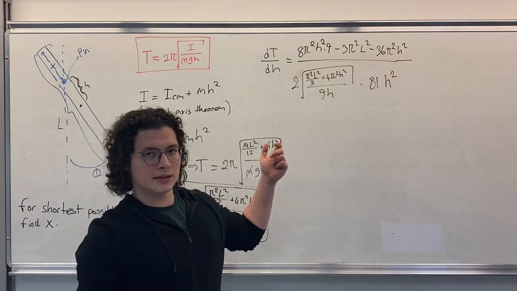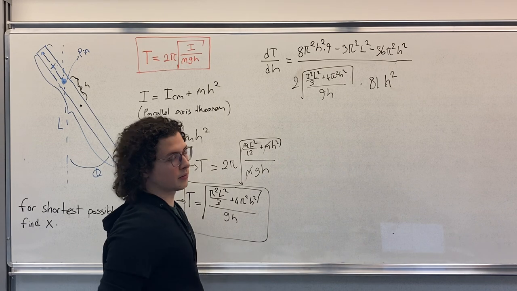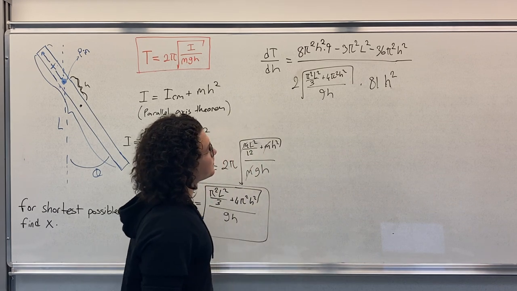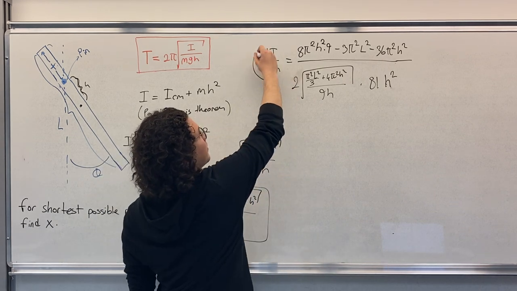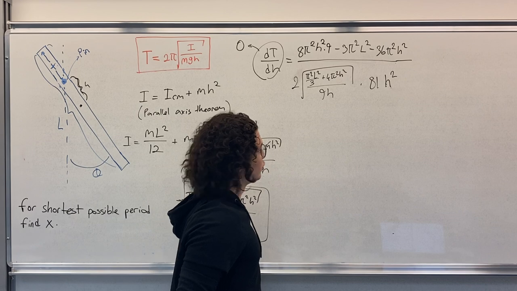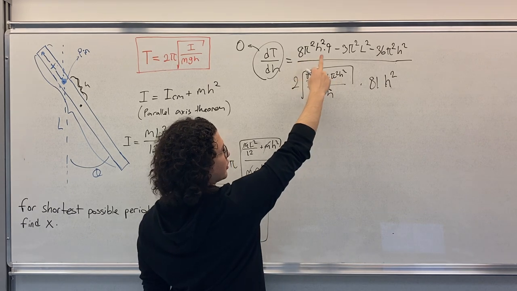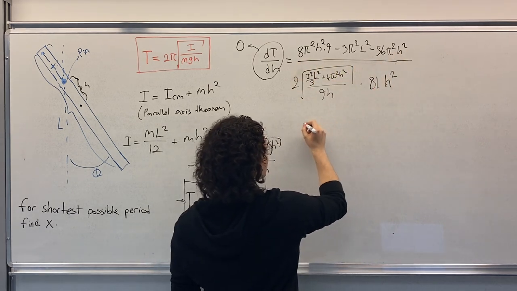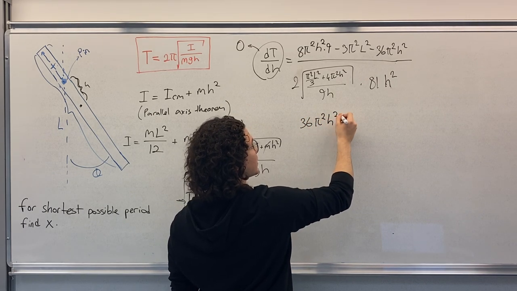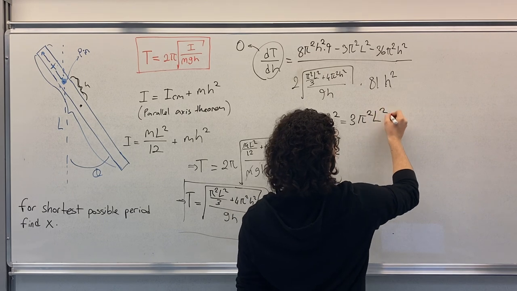So if we look at this expression, we can see that the denominator is never zero, and it's neither undefined because h is not zero. So in order to make this thing equal to zero, we have to look at the numerator. We have 72 pi square h square here and 36 here. So 36 pi square h square must be equal to 3 pi square l square.